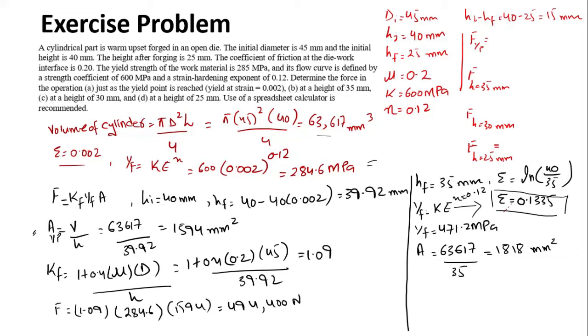Now we have to find out the value of Kf, that is 1 plus 0.4 into strain hardening into the diameter divided by h. Now our diameter has also changed because we have a change in area. Last time we neglected the diameter change because it was really small, but in this case we have a larger change in the height and cross-section area, so it means we have a greater change in the diameter as well, and we have to identify that.